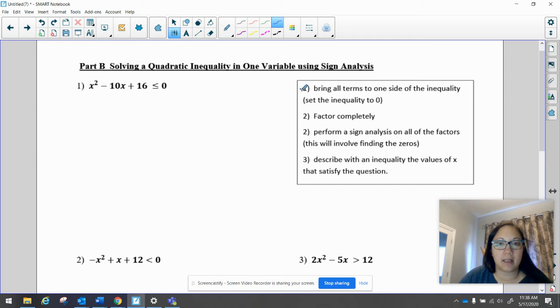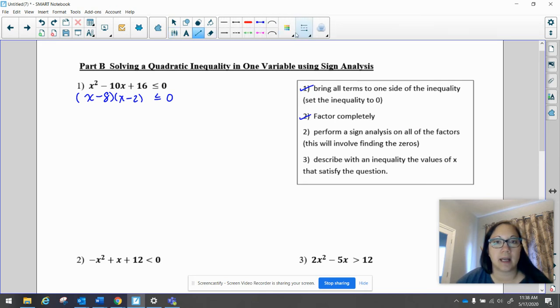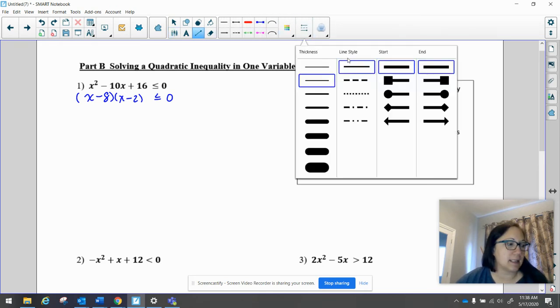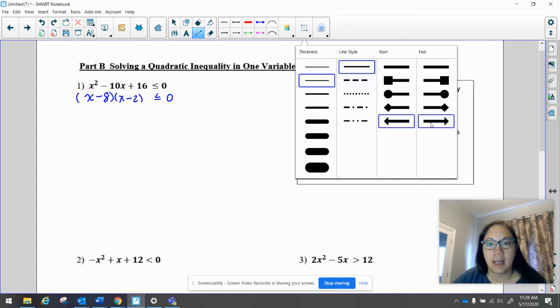Okay, so we've already got step 1 done. It's already set to 0. Now we're going to factor. So a little bit more practice with our factoring skills. So this ends up becoming x minus 8 and x minus 2. So now we've factored. Now we're going to perform a sign analysis. So this is a new thing for you guys. You have not seen this yet. And a sign analysis is a little bit weird at first, but once you get the hang of it, it's pretty neat, a neat way of analyzing your function.